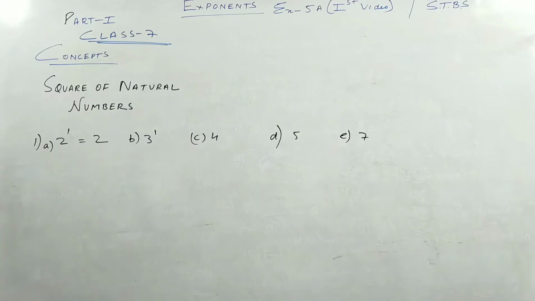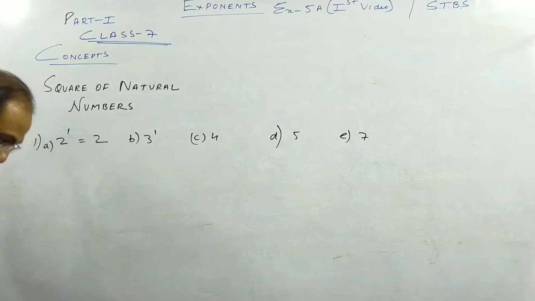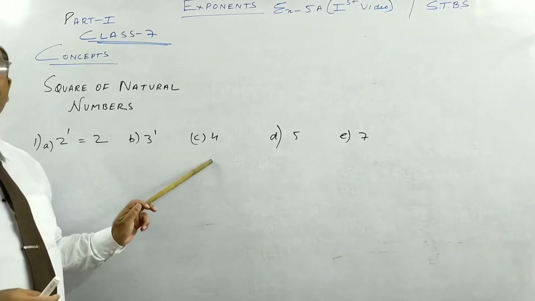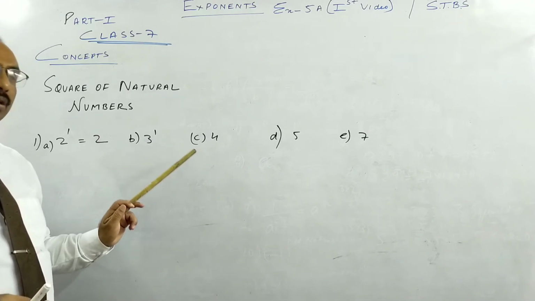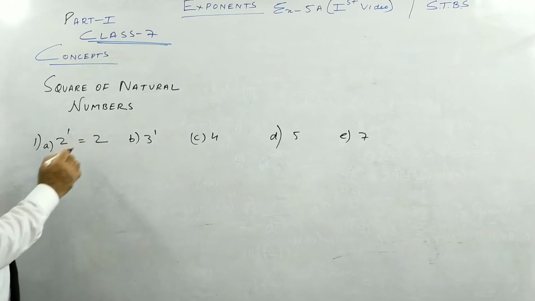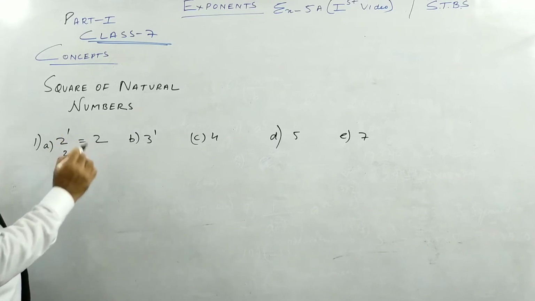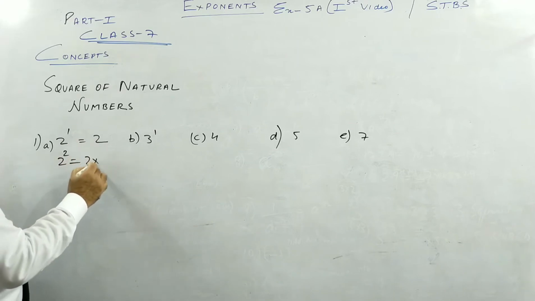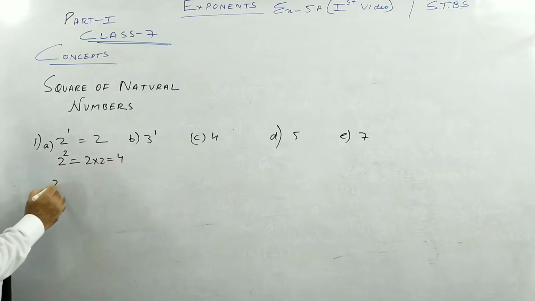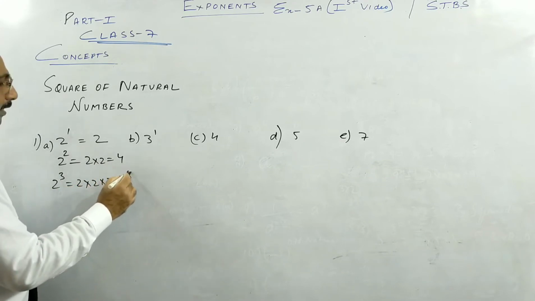Before I start the chapter, children, I will teach you something very important. This has huge application in other chapters of mathematics also. So 1 to the power 1 is 1. 2 to the power 1 is 2. 2 squared means 2 into 2 is 4. 2 cubed is 8.